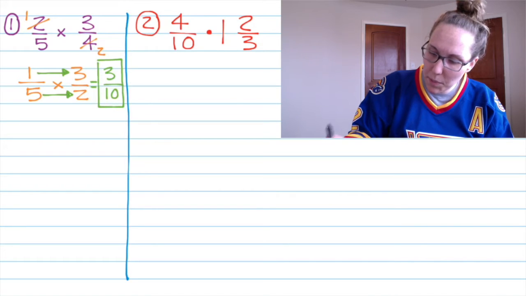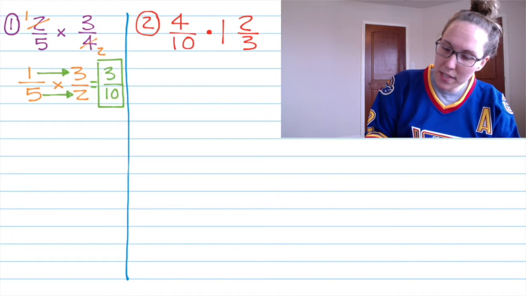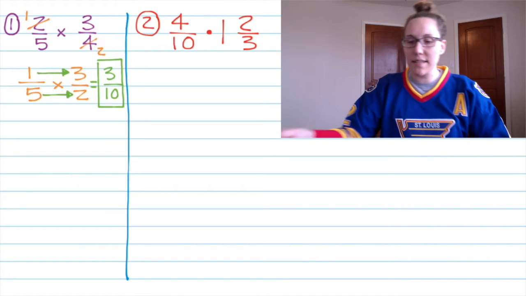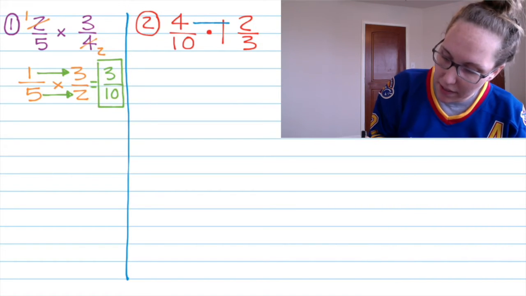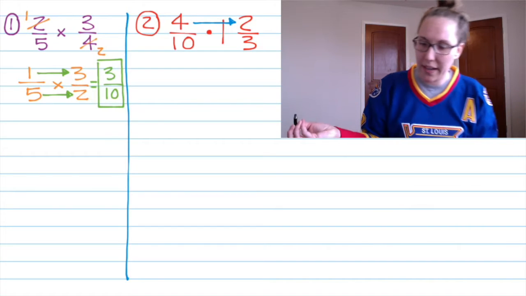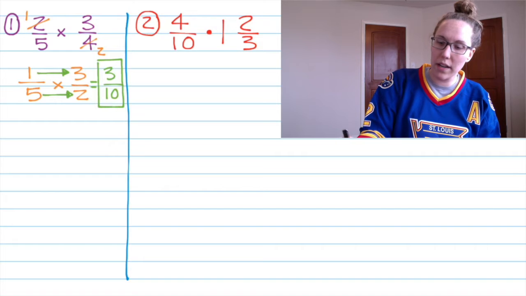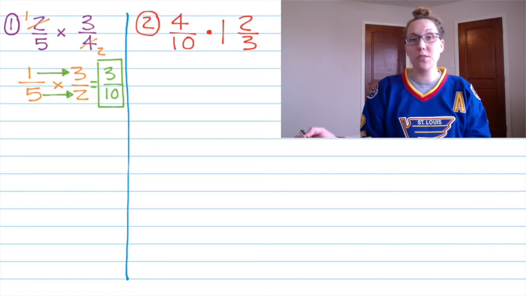All right, so let's move on to problem number 2. We have 4/10 times 1 and 2/3. So the problem here is that, okay, Dr. Jansen, you said let's just multiply straight across, but I can't do that. I have this big number 1 in the way here. I can't just multiply straight across.